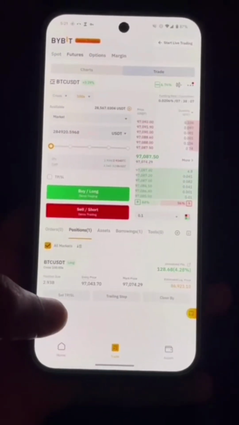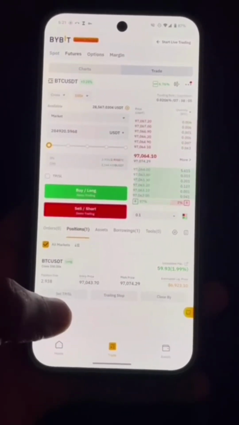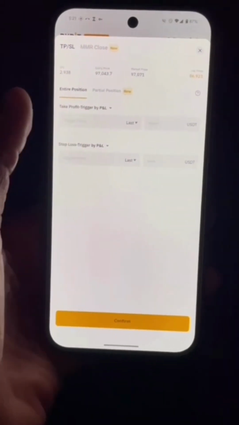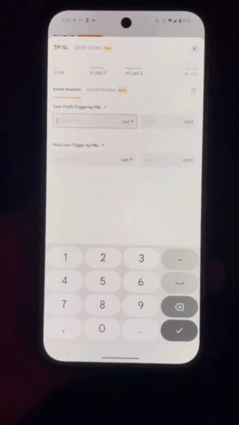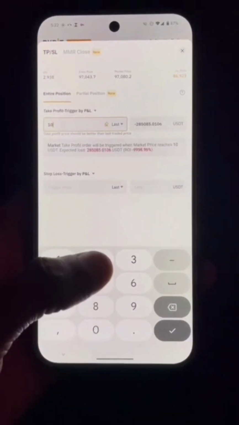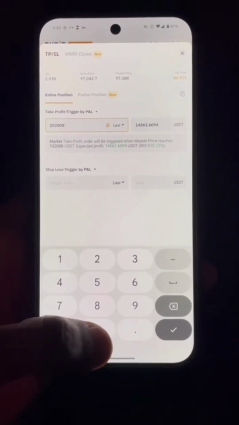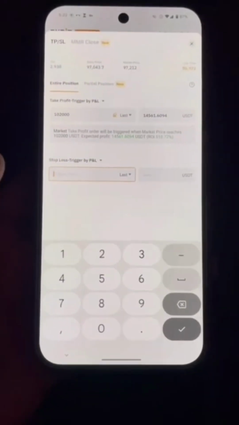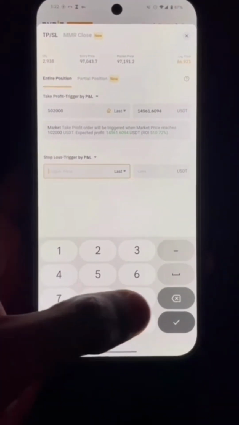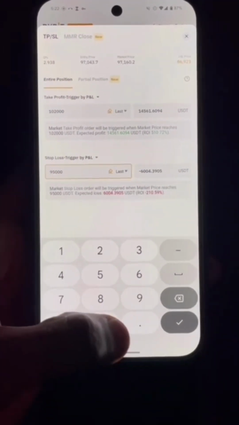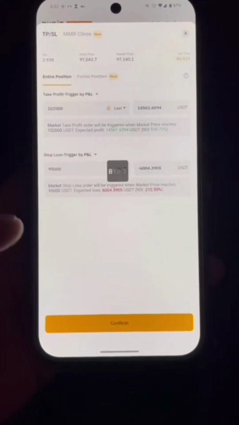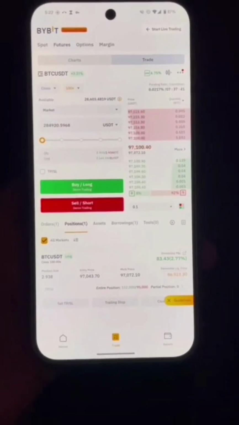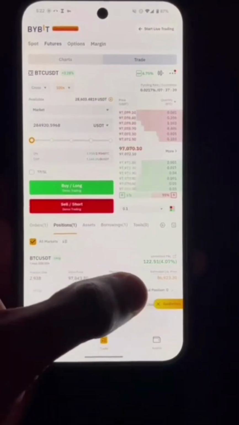If you want to set your stop loss, this is where you tap. You see where it says set TP/SL. Here you are going to enter the take profit I sent. So let's say maybe I send this as your take profit, you enter it there, and here you enter the stop loss I sent. So let's say this is the stop loss. You just confirm and you are good to go. That's how to set TP and SL while trading is going on.